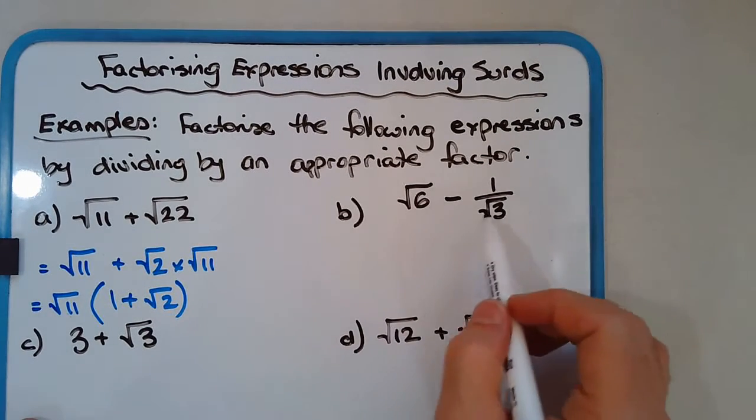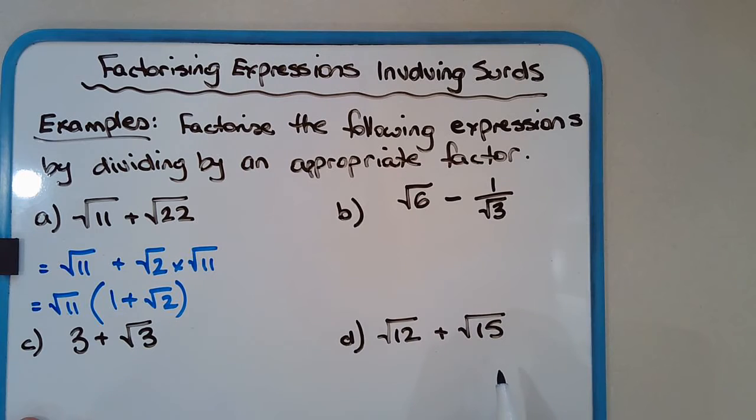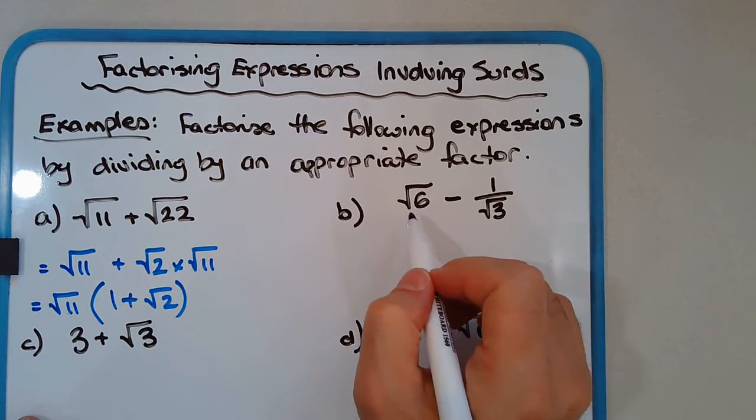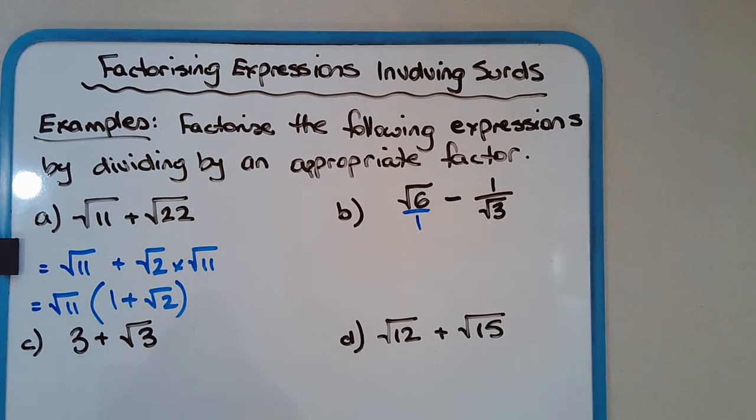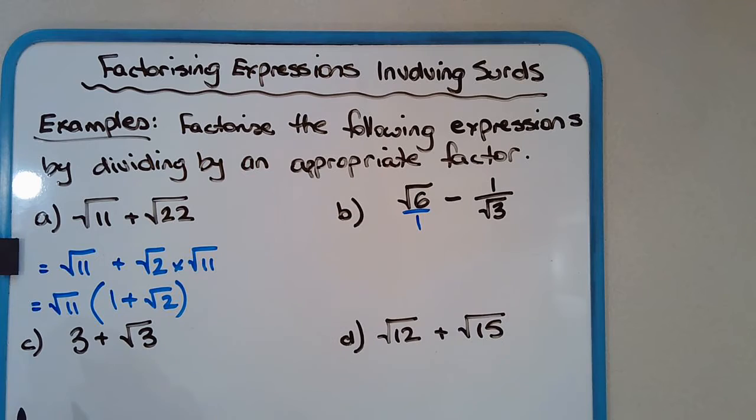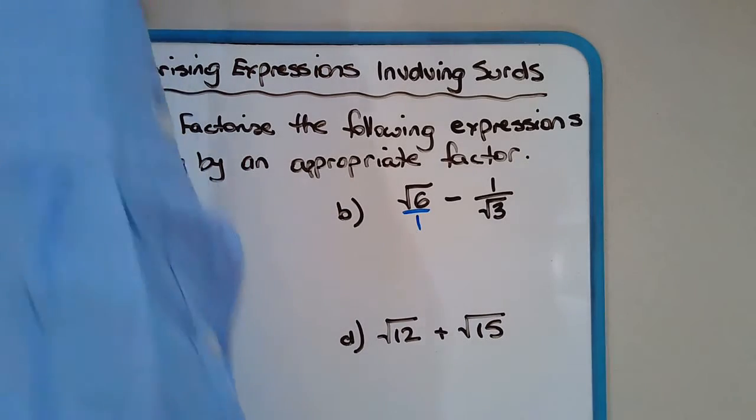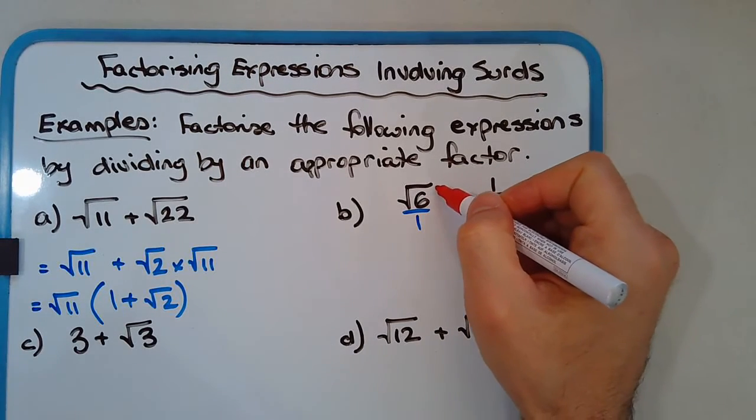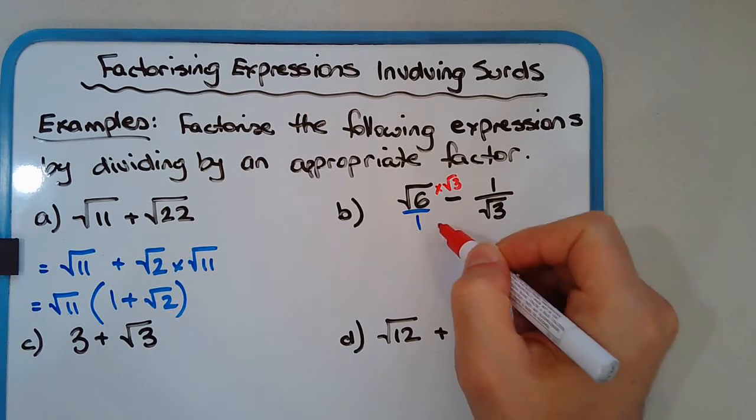Let's have a look at part B. Square root of 6 minus 1 on root 3. Now, this probably would be a little bit easier if there was a common denominator there, but there isn't. Square root of 6 is really just square root of 6 over 1. But it'd be nice if we had a square root of 3 in the denominator there. I'll just use a different color here. So let's multiply top and bottom by square root of 3.